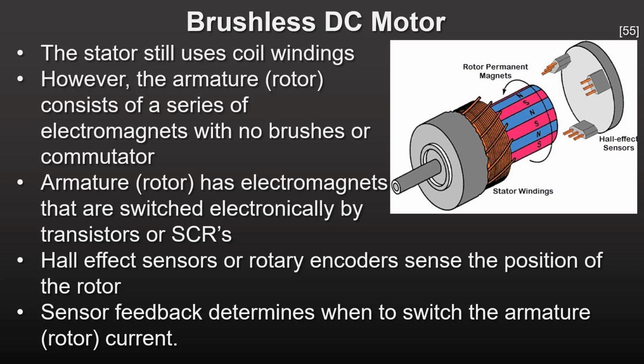The stator still uses coil windings, and an electric commutator sequentially energizes the stator coils. This action generates a rotating electric field which provides torque to the armature. Hall effect sensors or rotary encoders sense the position of the armature. Sensor feedback determines when to switch the armature current.